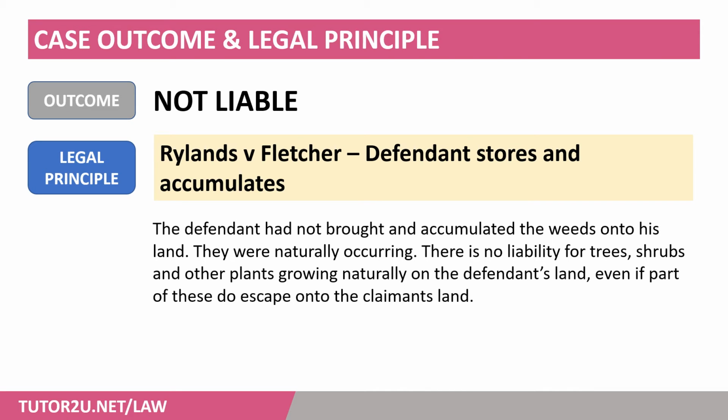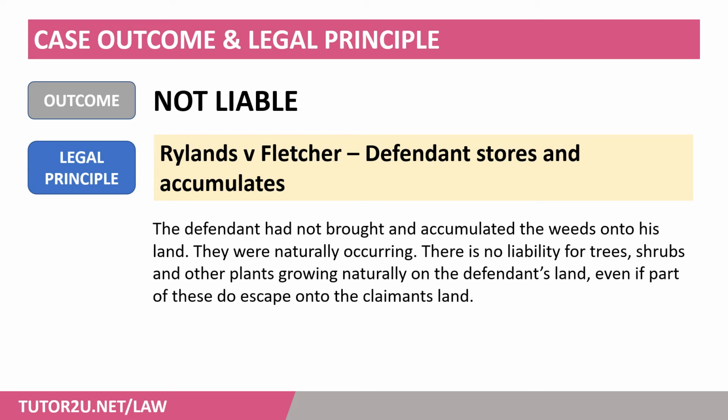In this case, the outcome was that the defendant was found not to be liable, and this is because the first element of Rylands and Fletcher requires that the defendant has brought something onto and stored something onto their land that is not naturally found there. Sometimes this is referred to as the accumulation. So in this case, the defendants had not brought anything onto their land.